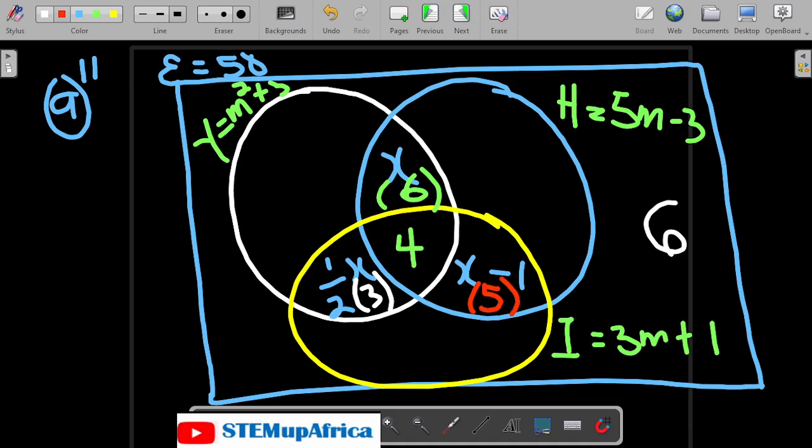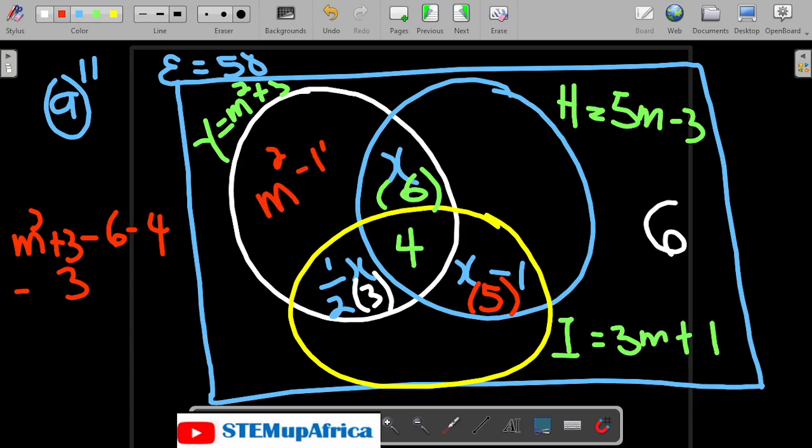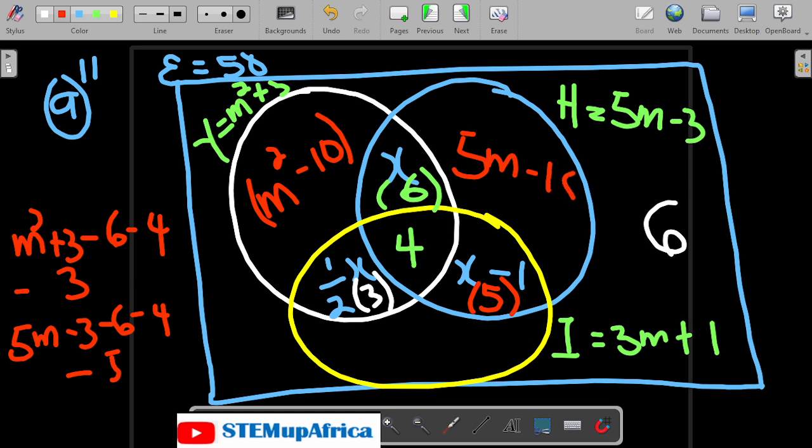So if that is known, how do we know those that speak Yoruba only? Yoruba only now will be m squared plus 3 minus 6 minus 4 minus 3. Here will now give us m squared minus 10. That is those that speak Yoruba only. So how many speak Hausa only? We are going to have 5m minus 3 minus 6 minus 4 minus 5. That is 5m minus 18.